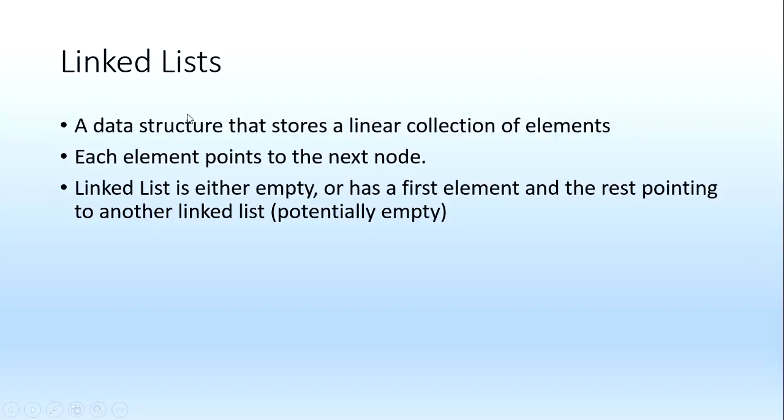The linked list is a data structure that stores elements in a linear collection. Okay, so what does that mean? Basically, each element points to the next element, essentially. And a linked list is defined to be either empty, or it has a first element and the rest pointing to another linked list that could potentially be empty. So that's the jumble of words. So what does that mean?